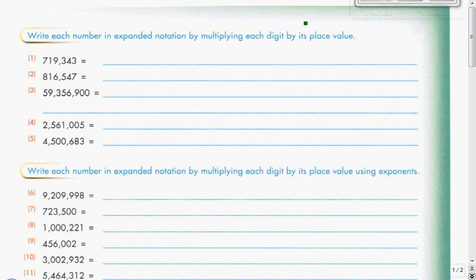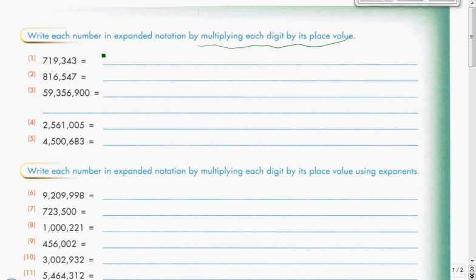Alright, so you should be able to do these by yourself. I'm going to do the first one of each of these problems, so that in case you're still a little bit confused, maybe doing the first one will help you not be so confused. So here we want you to write it by multiplying each digit by its place value.